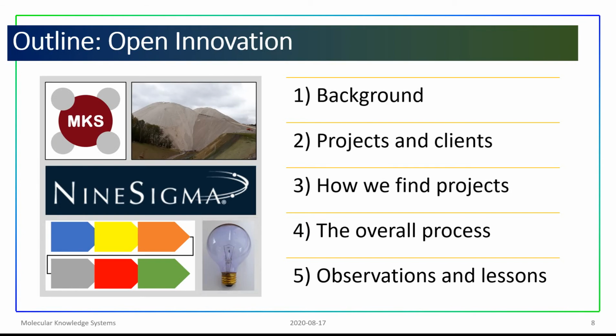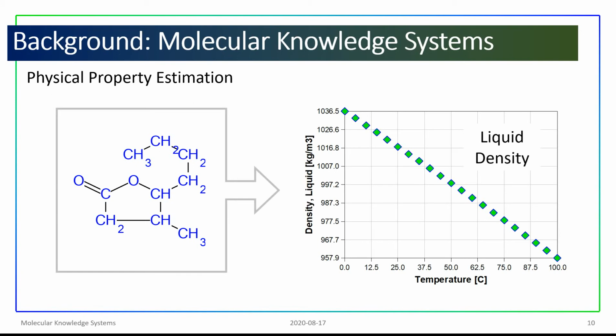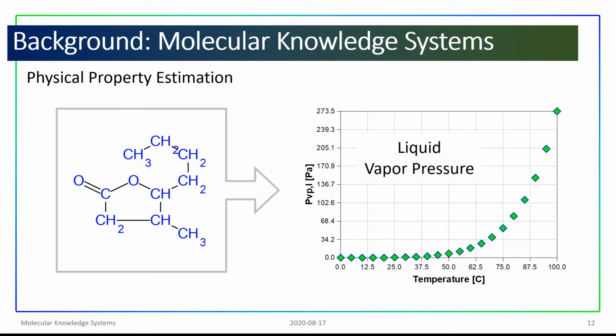As some background, Molecular Knowledge Systems started about 30 years ago. We have 2 main areas of expertise. First, we know how to estimate physical properties. Given the molecular structure of a chemical or the composition of a mixture, we use computer software to predict physical properties. Properties such as liquid density, liquid viscosity, and vapor pressure. And we can estimate properties for both pure components and mixtures.